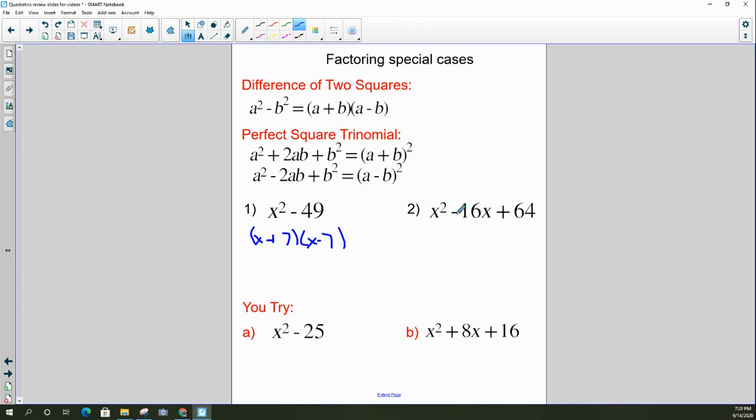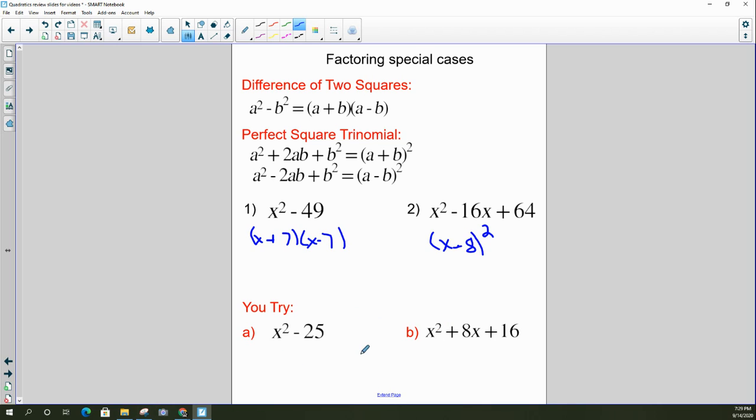So here we have the middle term with a minus, right? The square root of 64 is 8, so 2 times 8 is 16, so it's being doubled. And so this is going to fit into that perfect square trinomial. So it's going to be x minus 8 squared. Again, it's minus because that sign is minus.